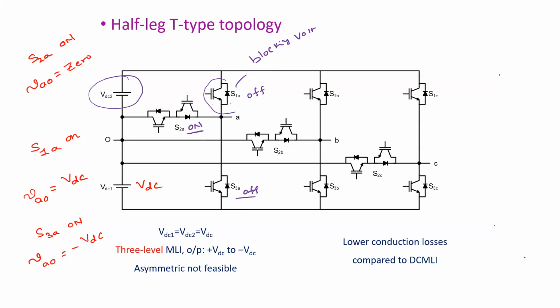Agree? Why? Because this point is on, so this point is connected here and this point is connected here. Therefore it's supposed to block only the upper capacitor voltage.